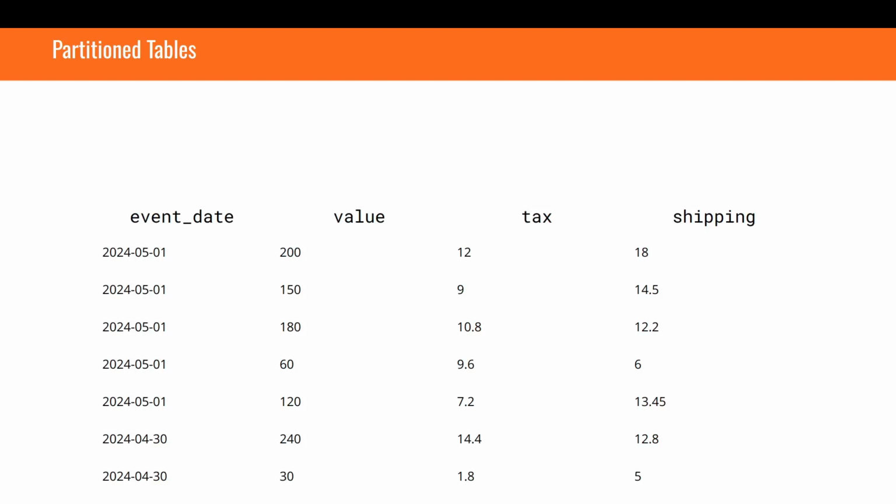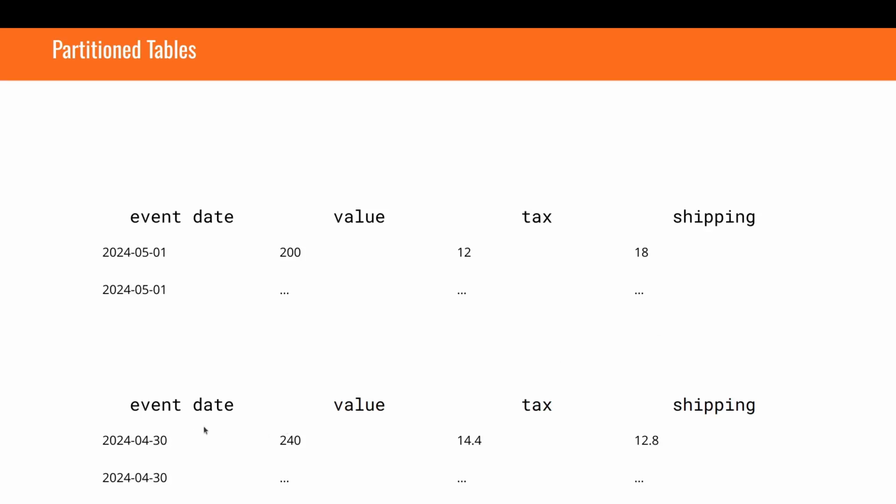Now we're going to look at partition tables. So here we have the same table, and imagine that it has event name purchase, and we've got event date. We've got the 1st of May and 30th of April, some values from 2 different days. So in a normal table, this would all just be one big table. In a partition table, if we partition by the event date and partition by day, then that gets split into 2 tables. You have a table for the 30th and a table for the 1st.